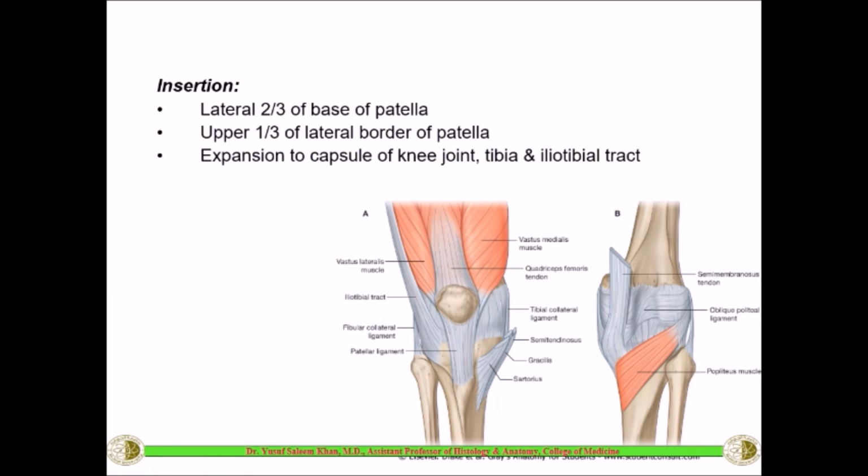And some of the fibers also go to the capsule of the knee joint, tibia, as well as the iliotibial tract. So this is about the insertion of this vastus lateralis. Now coming to the nerve supply, as you already know, the nerve supply is by the femoral nerve, and the action is also something you know, that is the extension of the leg, or extension of the knee joint.